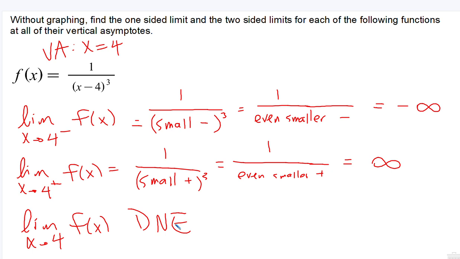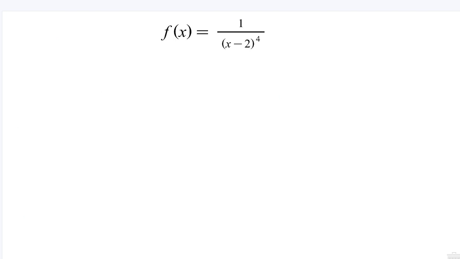And again, remember that none of these actually technically exist, right? Limits can only exist if they are approaching a real number. So I think we'll do 2 more of these, and I think that'll probably be good for today. Let's look at this one.